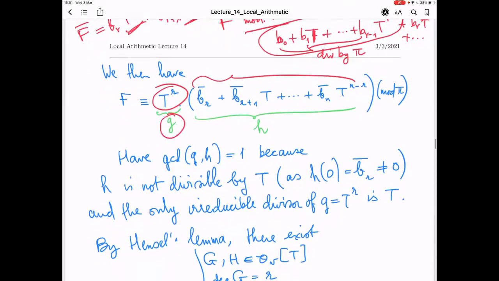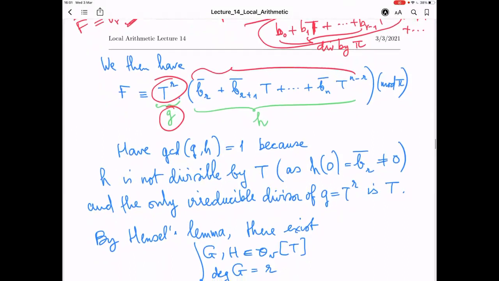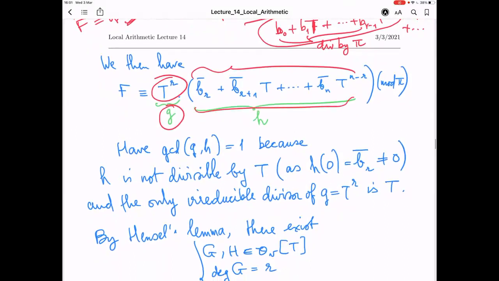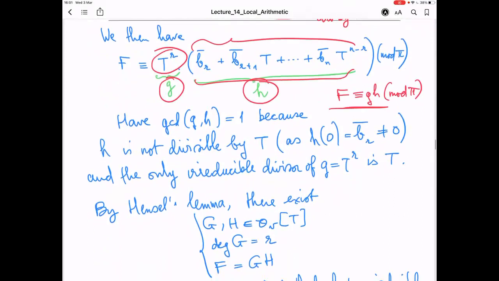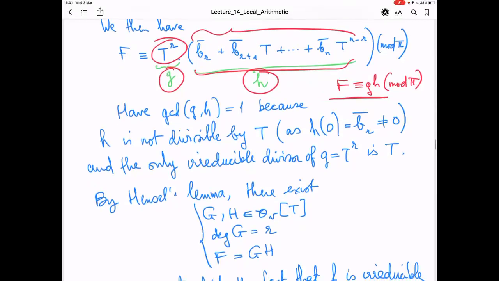I call this polynomial t to the r, I call it g. And I call this polynomial inside, I call it h. So now I've got f congruent to g times h modulo pi. I've got a factorization of f modulo pi. And GCD of g and h is 1.